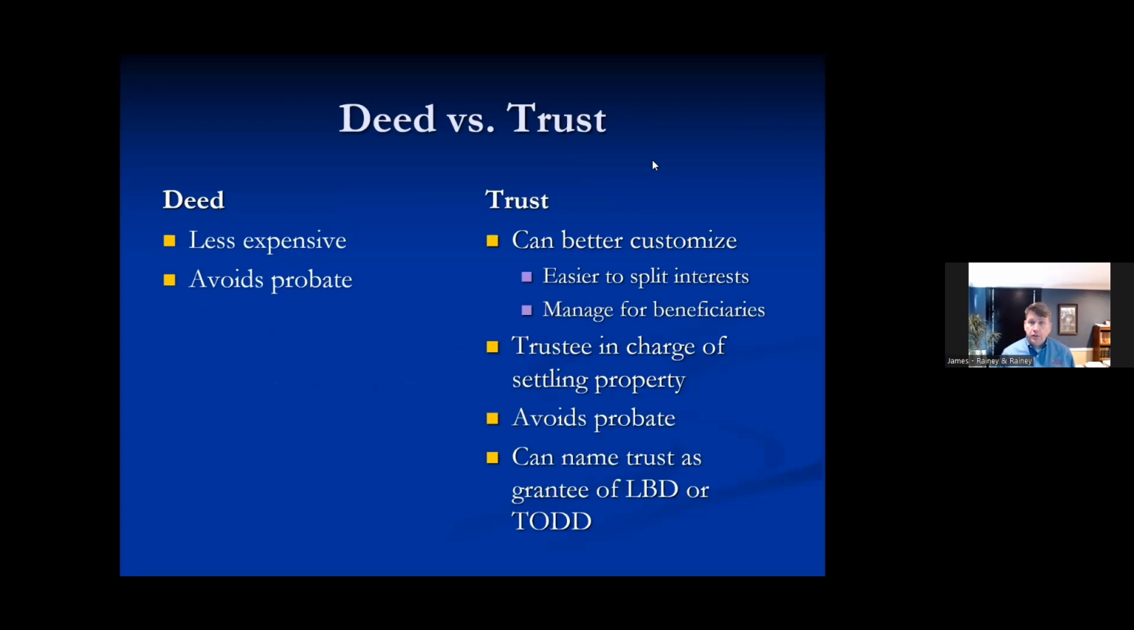Deed versus a trust, very similar, right? A trust is certainly more customizable, and it does avoid probate. So if I have my house in a trust, it will avoid probate, and it will be very customizable and very flexible, and it'll be a straightforward process when I die.